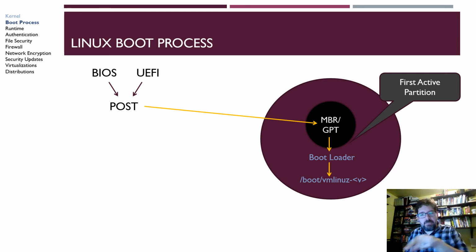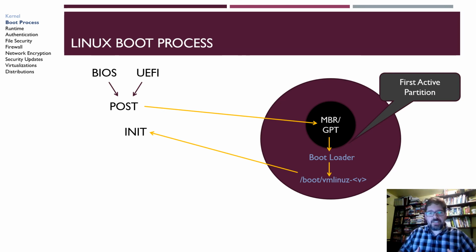So it's going to go into that boot directory. It's going to mount that file system, find the vmlinuz file, dash version or whatever, and that's actually the kernel that's going to start up. The first thing the kernel is going to do when the kernel starts up, it starts a process called init.